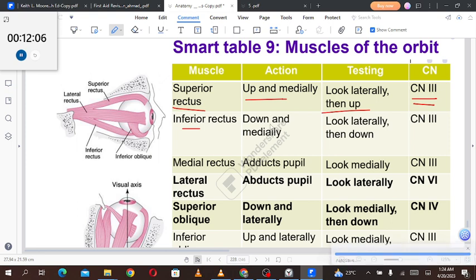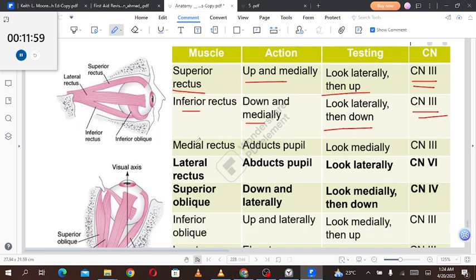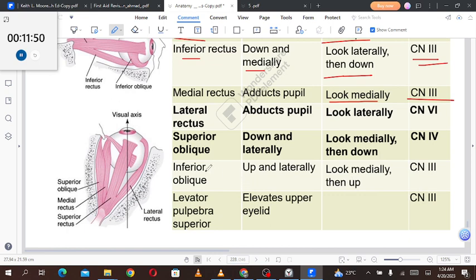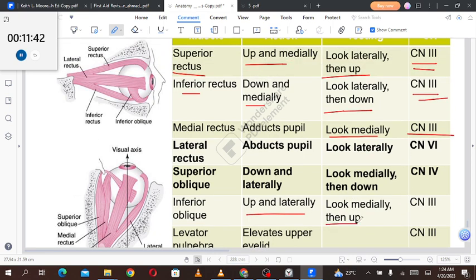Inferior rectus causes down and medial movement. Testing is done by looking laterally and then down, and it is supplied by cranial nerve 3. Medial rectus adducts the pupil, so we ask the patient to look medially. Cranial nerve 3. Then the inferior oblique muscle moves the eye up and laterally, so to check it we ask the patient to look medially and then up. Cranial nerve 3. The muscles which move the eye medially are tested by moving the eye laterally, and the muscles which move the eye laterally are tested by moving the eye medially.